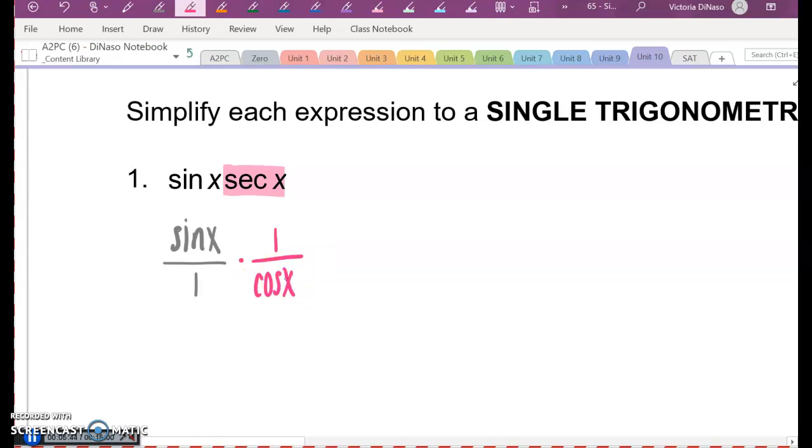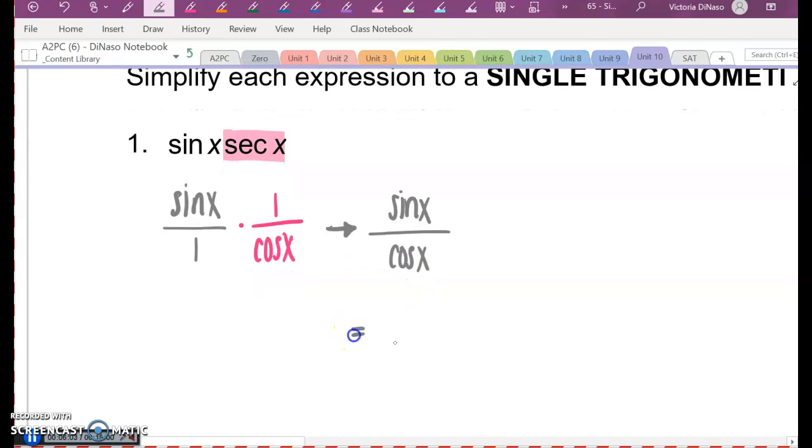The way the fraction rules work is when you multiply straight across. So I'm going to change this into one single fraction by multiplying straight across. So sine x times 1 is sine x, and then 1 times cosine is cosine. And now I've got sine divided by cosine, which I can change into tangent. So my final answer for this entire problem is tangent. So I changed something with 2 trig identities into 1 trig identity. So I just made it smaller.